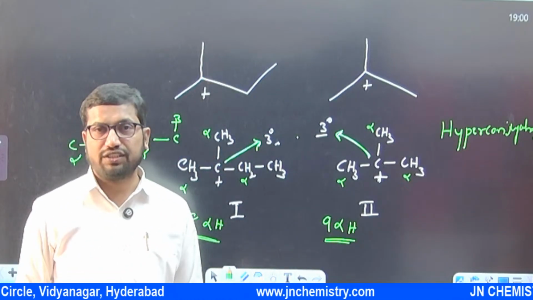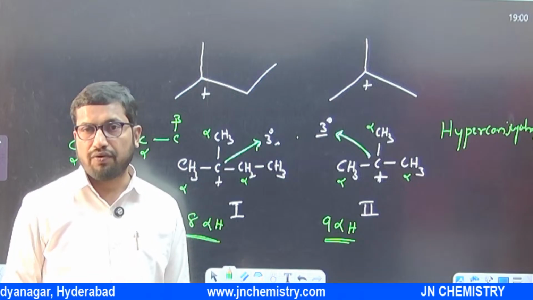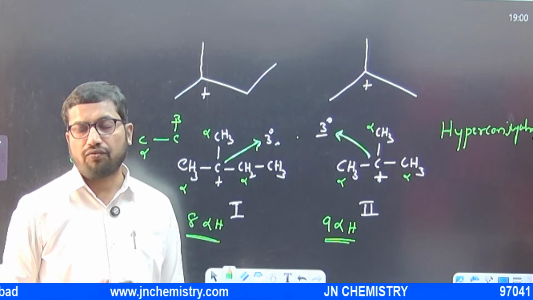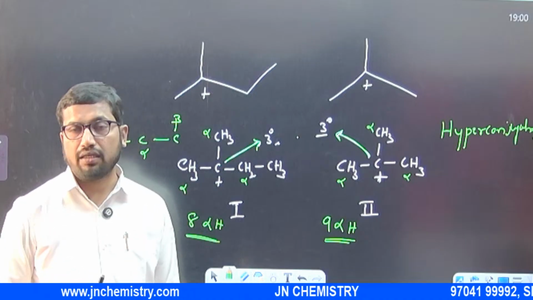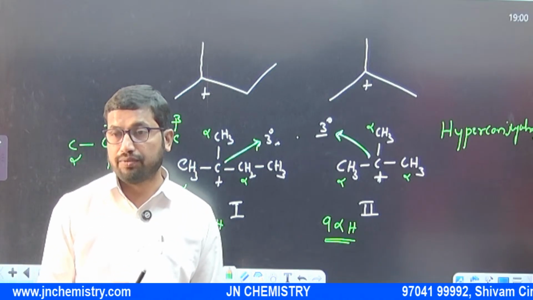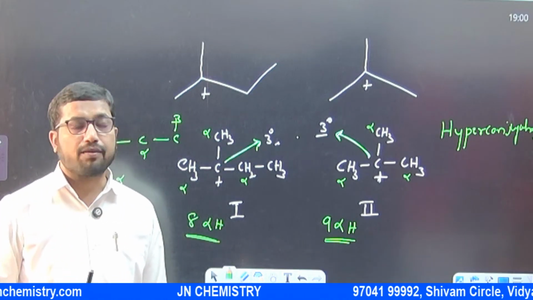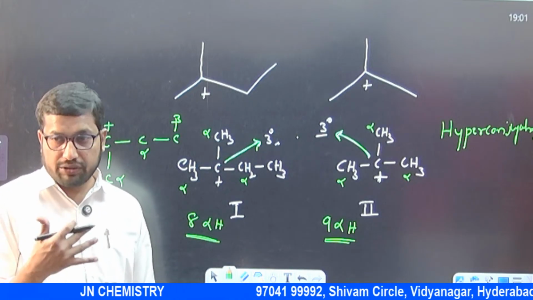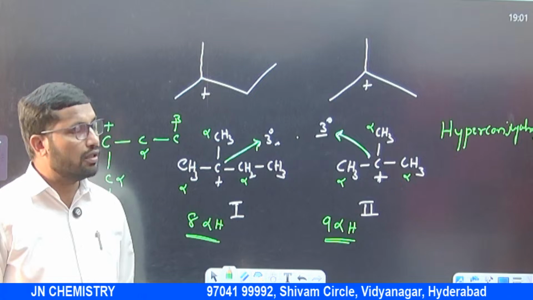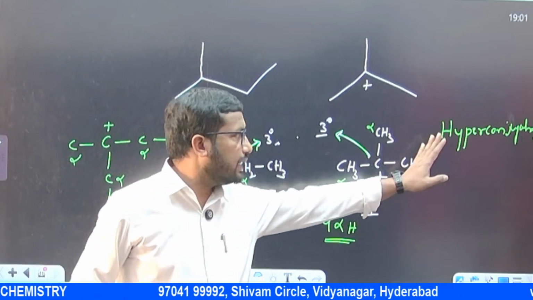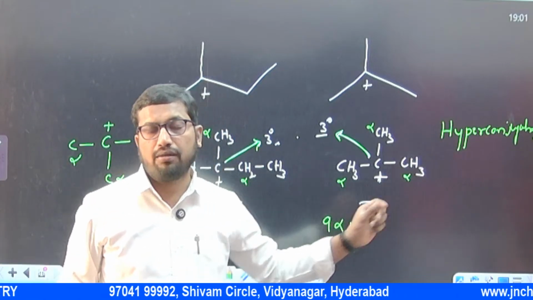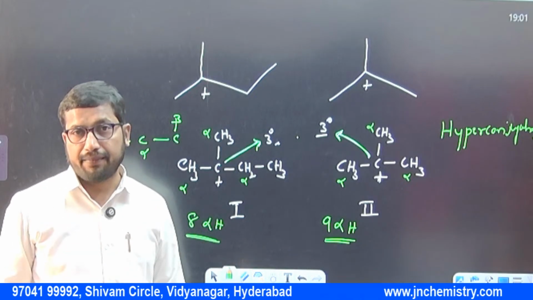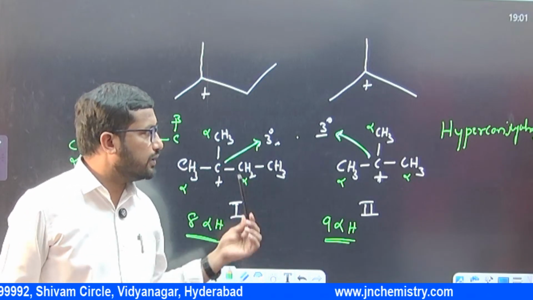More alpha hydrogens, the compound is more stable. More alpha hydrogens, that carbocation is more stable, because more hyperconjugation structures are coming. Of course, what are hyperconjugation structures? I'll explain you. But try to understand what is alpha carbon, what are alpha hydrogens, what exactly happens.